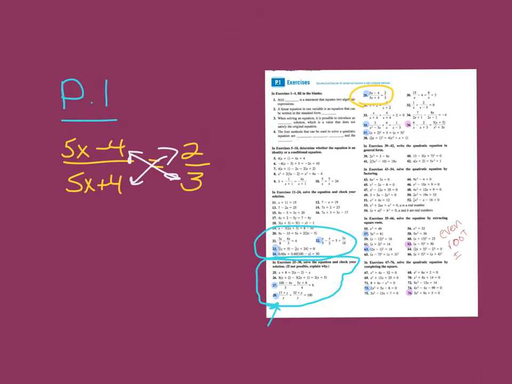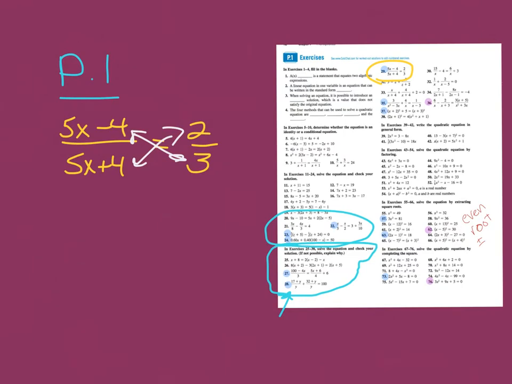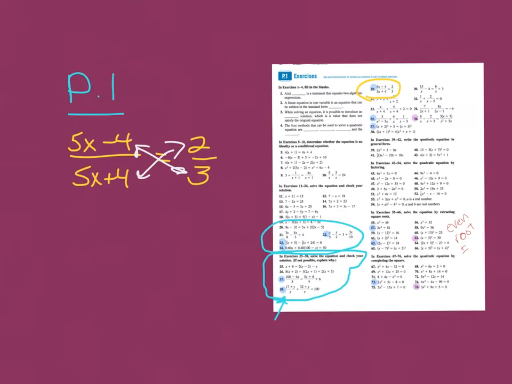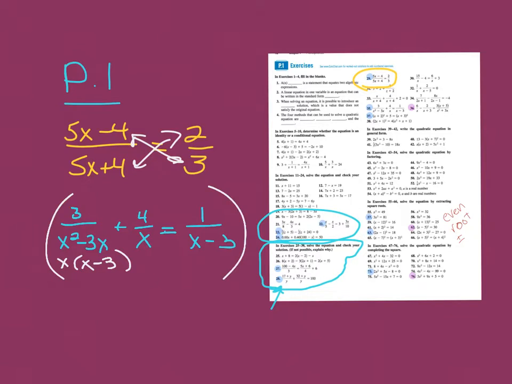When you get to 35, now we're dealing with rational equations here. So 35, I would want to take my denominator. So if 35 is 3 over x squared minus 3x plus 4 over x equals 1 over x minus 3, I would want to factor out the x here. And then when I go to multiply by the least common denominator, if I look at all the denominators, what each of them go into, it would be x and then also x minus 3.